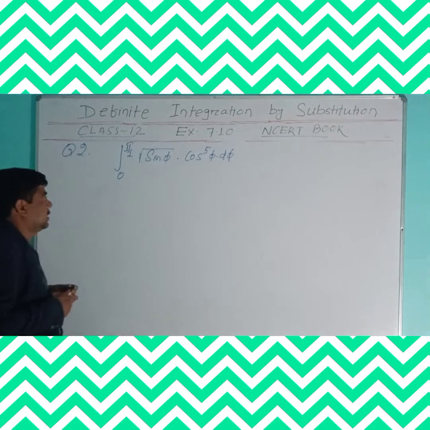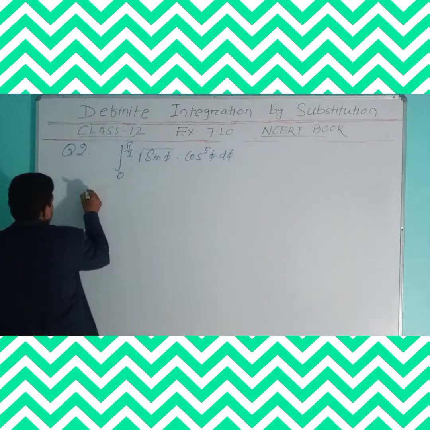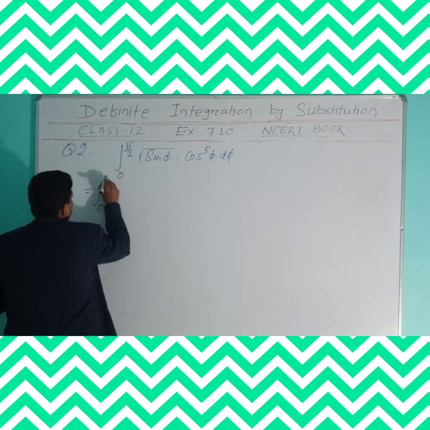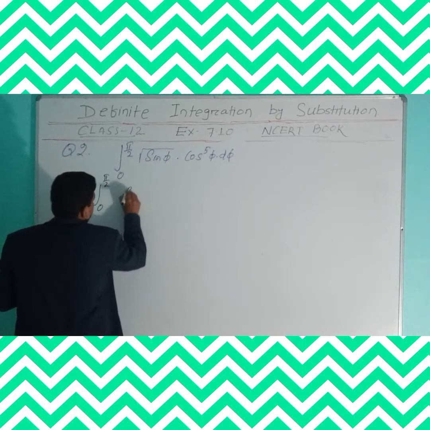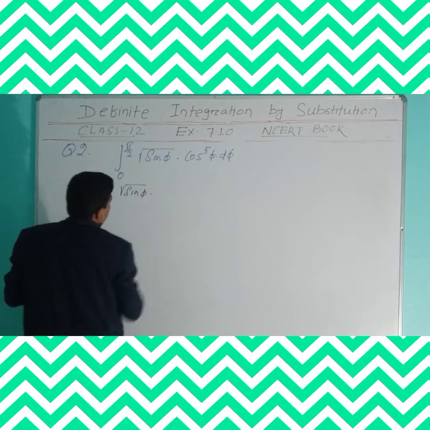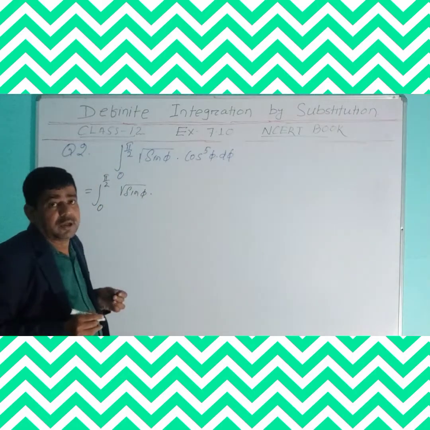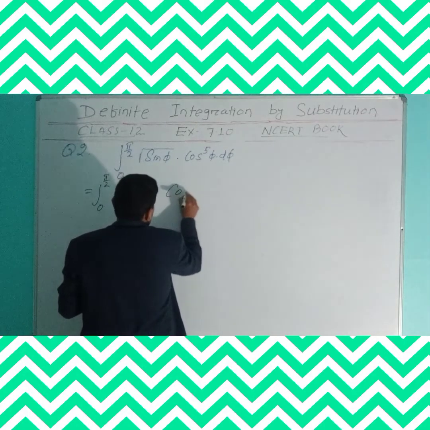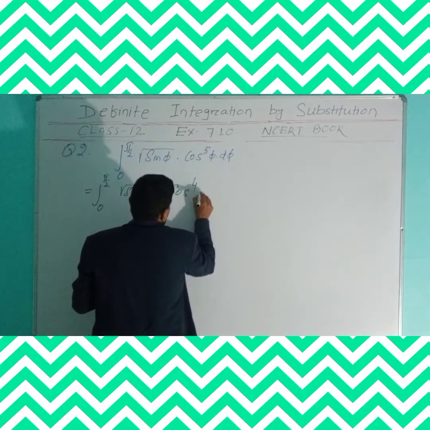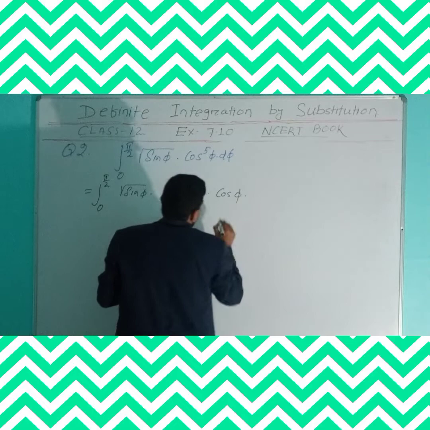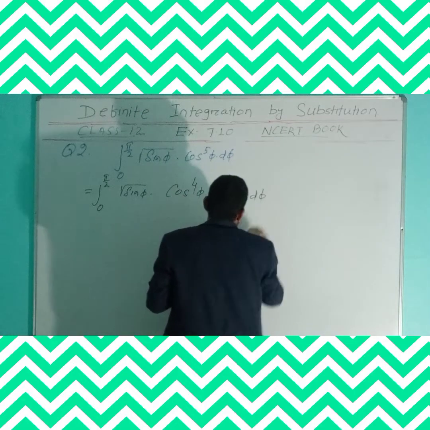Let's see now. Here you can modify this integration of 0 to pi upon 2. You write square root of sin phi into cos to the power 5 phi. Cos to the power 5 phi you can now split and write as cos to the power 4 phi into cos phi into d phi.